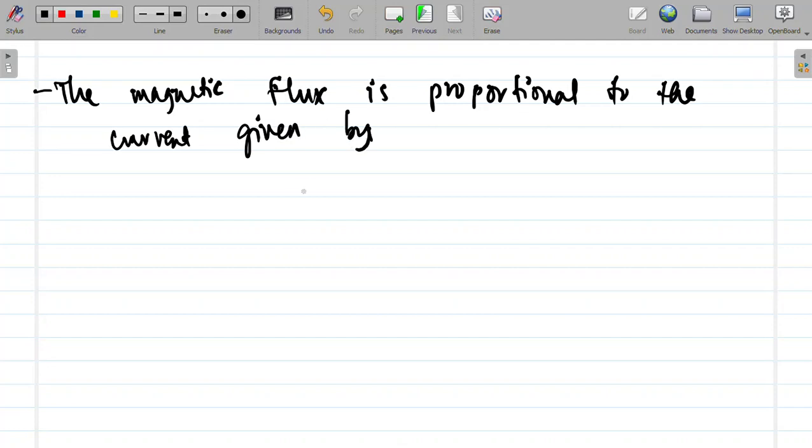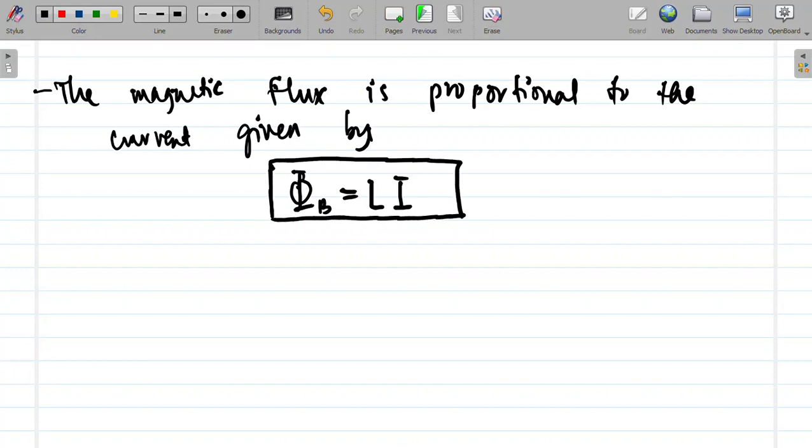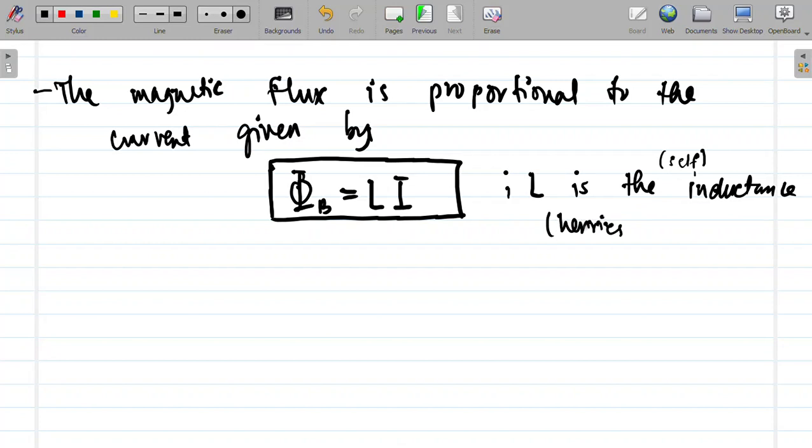So let's write the equation. The magnetic flux is given by L times I, where the constant of proportionality L is the self-inductance. Sometimes it's just called inductance. Its unit is the henry, or H. Those are the units of our inductance.